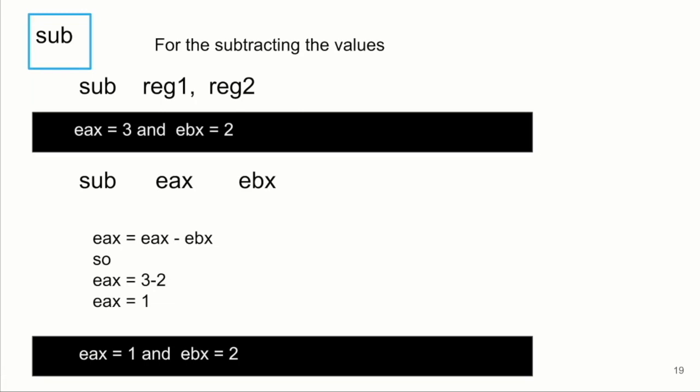Next is sub, which is for subtraction. If EAX has value 3 and EBX has value 2 in it, then sub EAX, EBX will subtract EBX from EAX and store the result to the first register. That is, EAX is equal to EAX minus EBX. Therefore, EAX is equal to 3 minus 2, which is equal to 1. Hence, the register EAX now has the value 1.